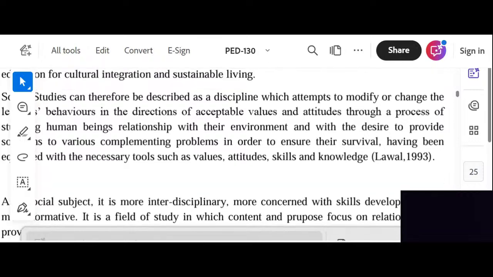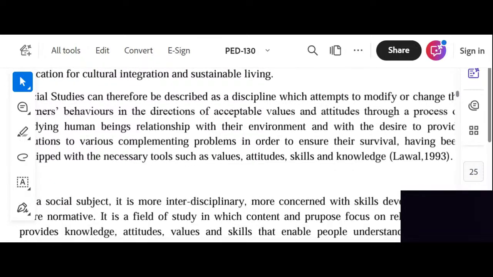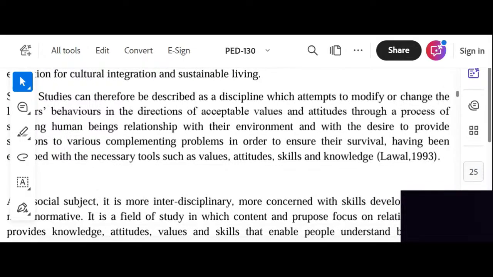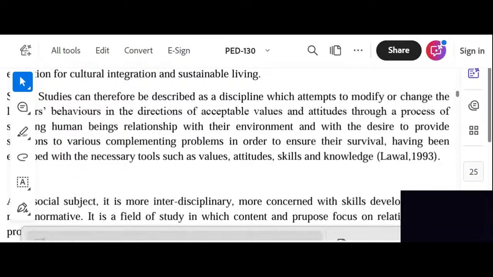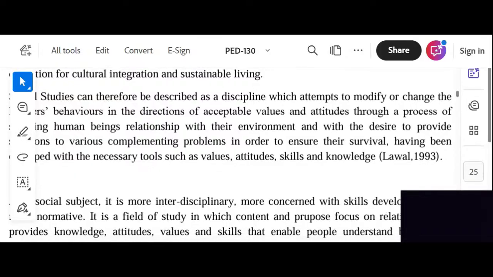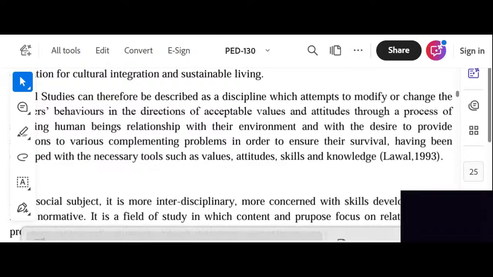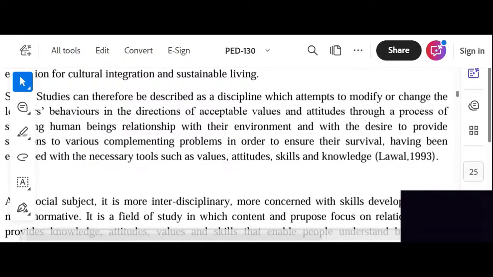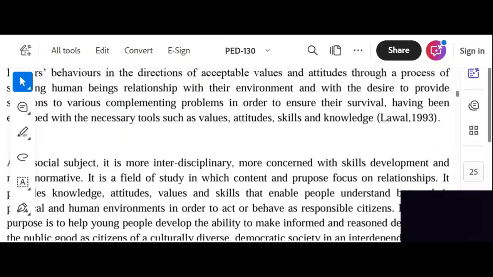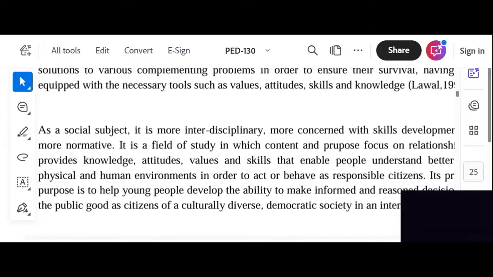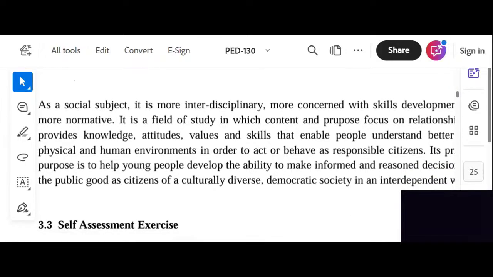That is quite a long one, but one thing you should remember about the definition of Lawal is that social studies is a discipline that attempts to modify or change the behaviors of the learner. Changing the behavior of the learner is what Lawal sees social studies as. So when you as a teacher know that already, you know what you are trying to do when you want to teach social studies. It is no longer you giving the children brain work for them to know.